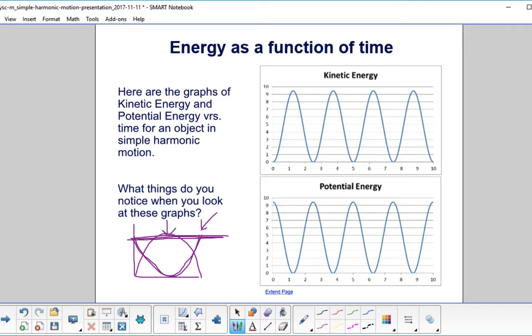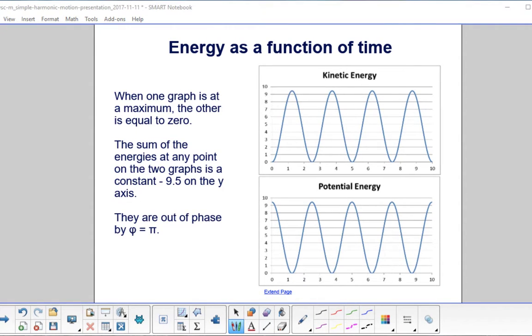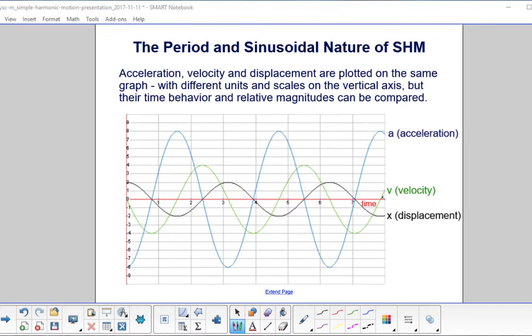So what do you notice when you look at these two graphs of kinetic energy and potential energy? When one graph is at a maximum, the other is equal to 0. And the sum of the energies at any point on the two graphs is a constant, 9.5 on the y-axis. Right, you see that up here. See, it goes right over to 9.5. We call these out of phase by theta is equal to pi. Phi is equal to pi. That's the phase angle.